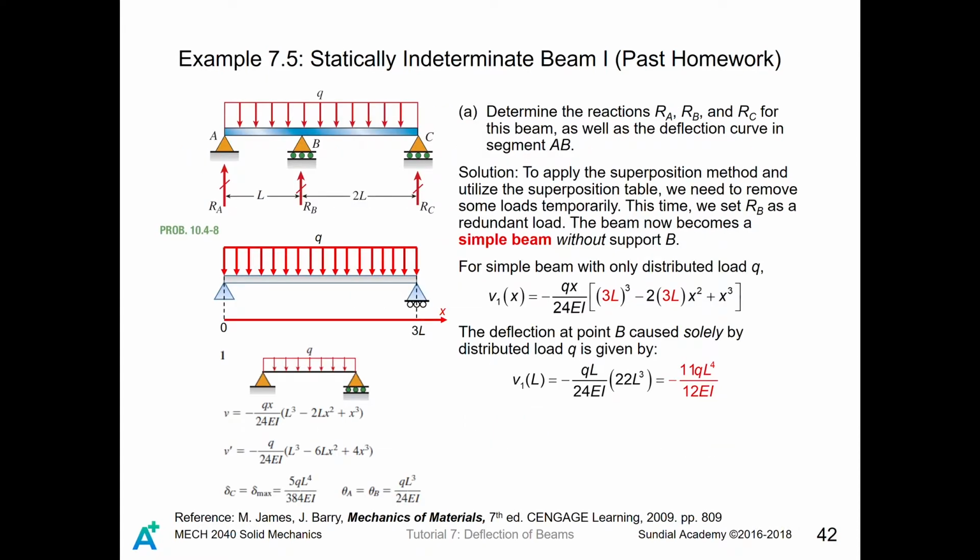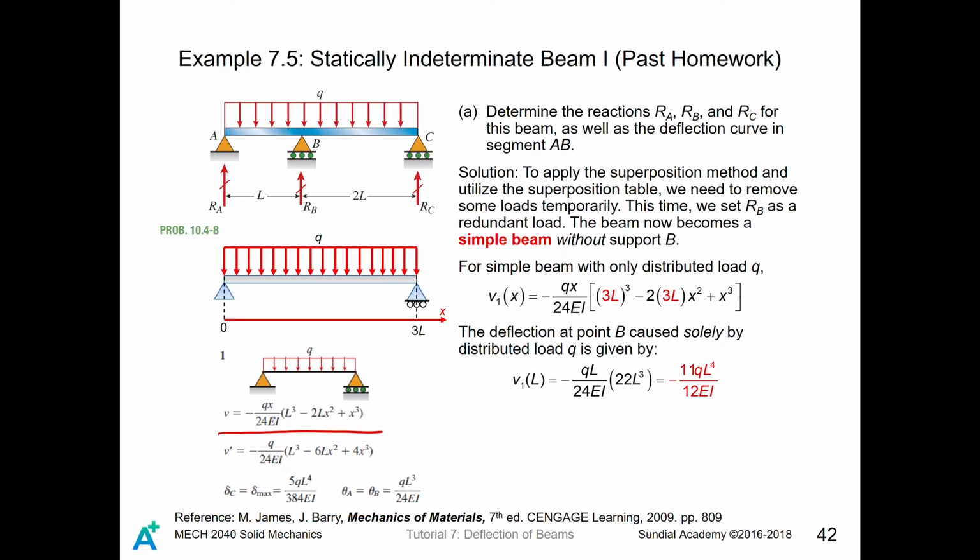The first step, we are going to set some load as redundant. So at this moment, I would like to set RB as a redundant load. Once we remove RB, then this beam will become a simple beam with an evenly distributed load intensity, like this. By the superposition table, we can find the entry of the deflection curve as well as delta and theta.